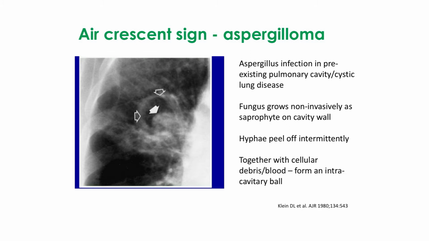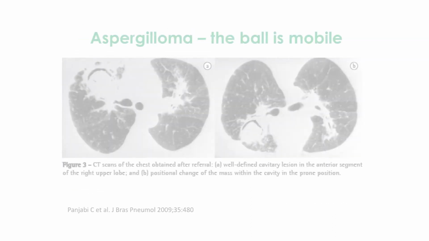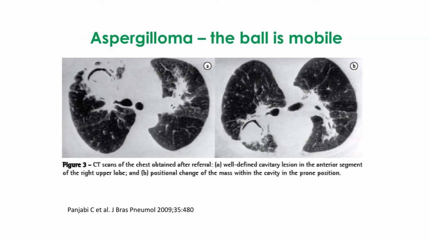Right? The hyphae will peel off, and then together with debris or blood or whatever, it will form an intracavitary ball. So the halo is this translucent thing, the blacker part, which looks like a crescent moon. What is important is that the ball will move, right? Because it has broken off from the wall.